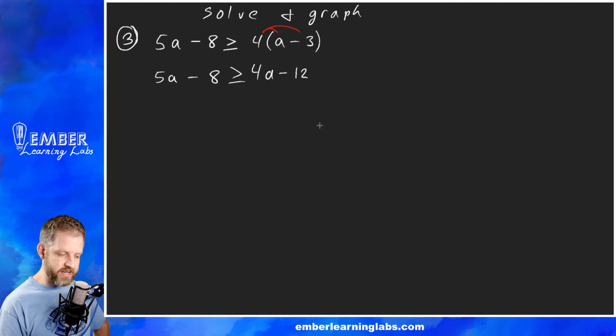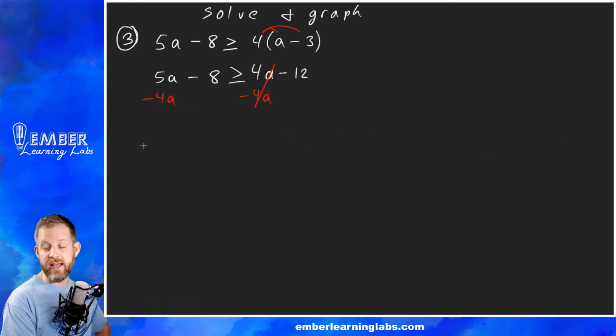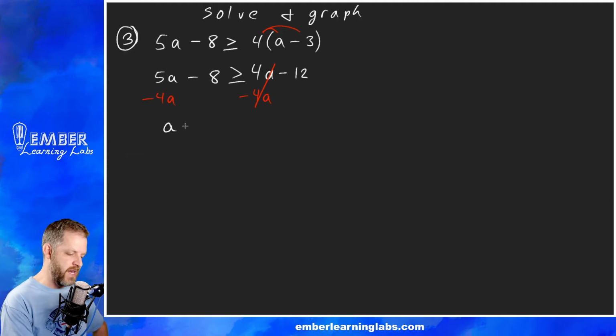We've got to get those a's together, right? So we're going to subtract 4a from both sides to move them over. 5a minus 4a is 1a, right? Now, usually when it's 1, we leave that 1 off. It's technically not wrong to write it, but usually we leave it off. So 1a is like that. Then minus 8 is greater than or equal to negative 12. We're just bringing down what we haven't touched like always, right?